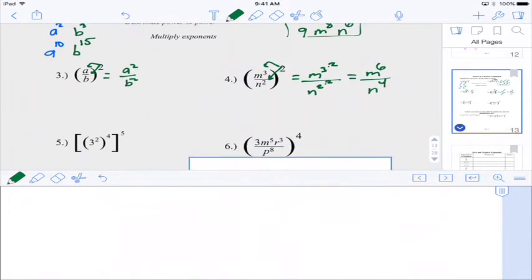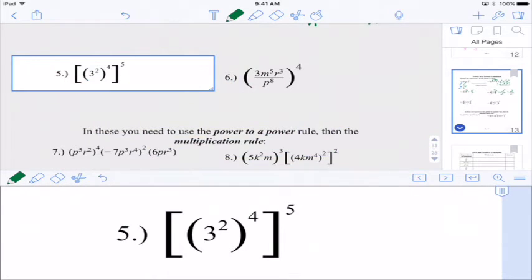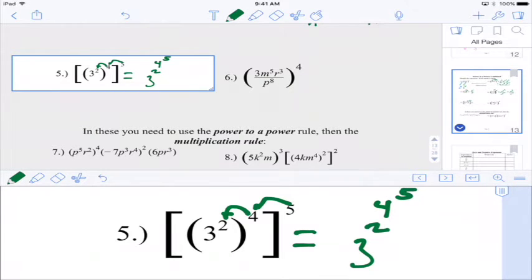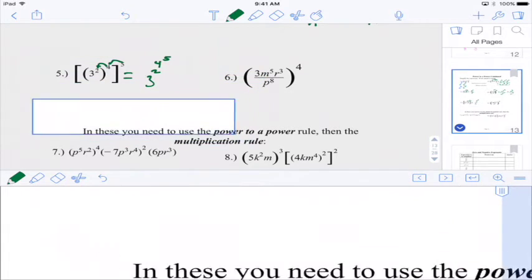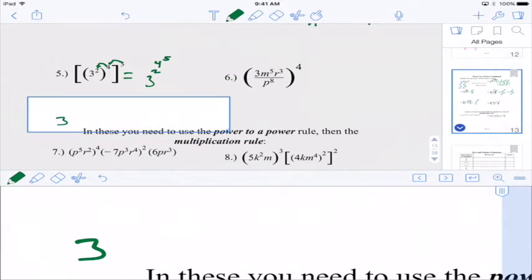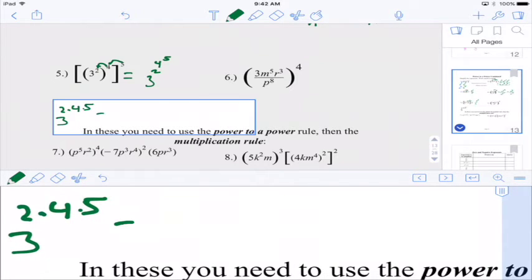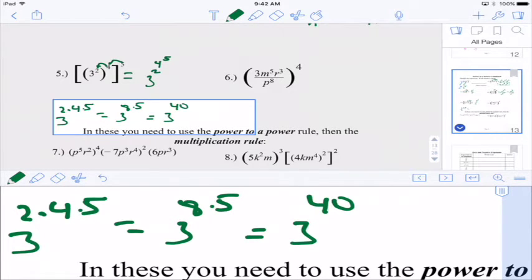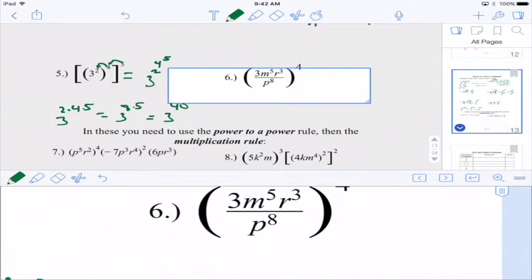All done. Number 5. Now this one we raise a power to a power to a power. So what this looks like is 3 squared to the 4th to the 5th. We're going to multiply all those things: 3 to the 2 times 4 times 5. Well, 2 times 4 is 8. 8 times 5 is 40. That's going to be a huge number, so I'm going to leave it like that. But you could use your calculator to figure out what that is.